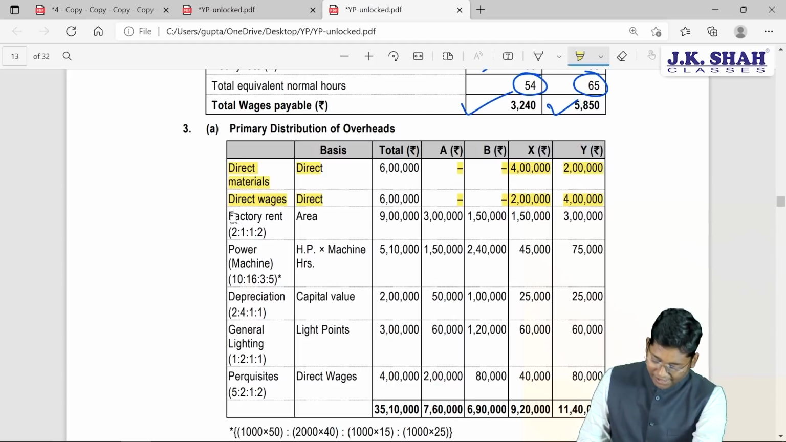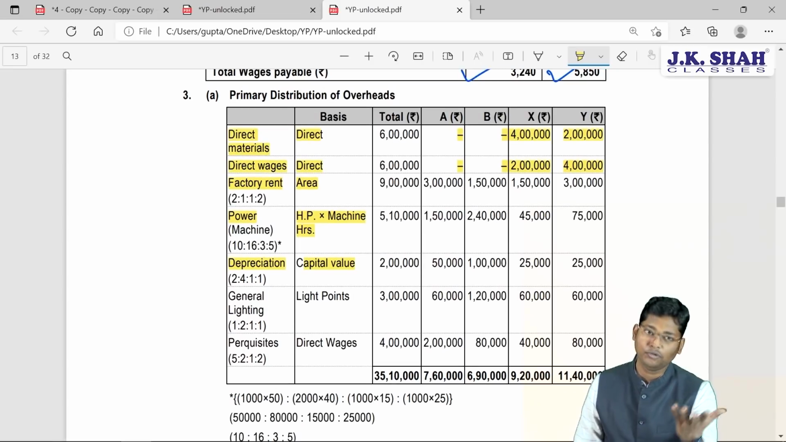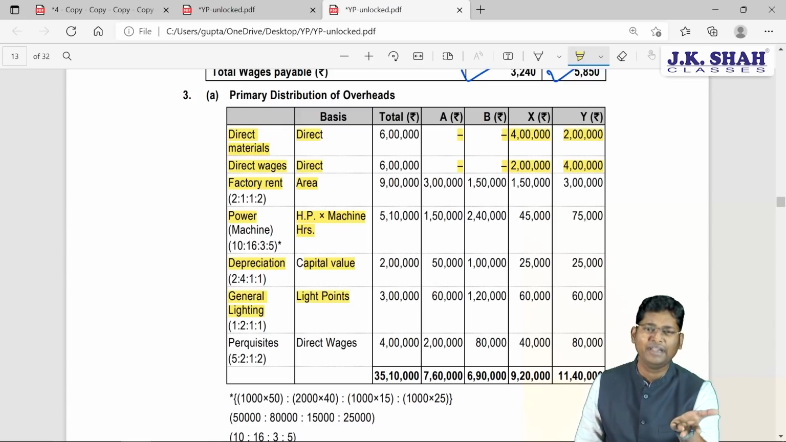Factory rent is bifurcated area wise. Your power is bifurcated according to HP into machine hours. Your depreciation is bifurcated according to capital value. Ratios are given. Then general lighting is divided according to the light points. We have solved this kind of question multiple times. That's why this bifurcation is very easy for you. And perquisites are divided according to direct wages basis.